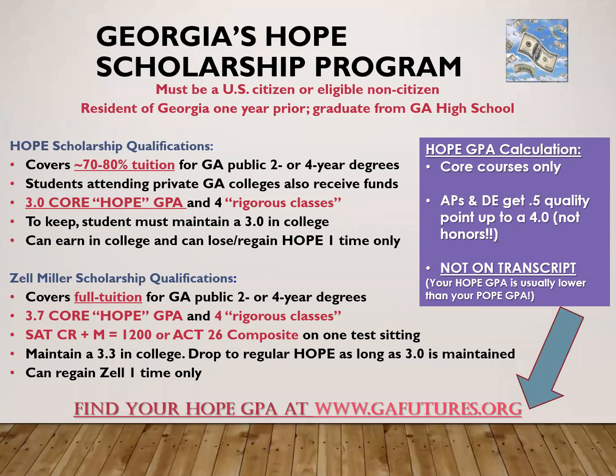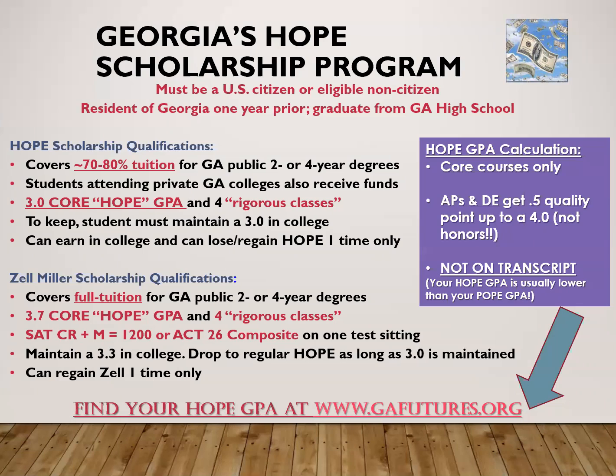So Hope Scholarship, let's just talk about this. Hope currently is paying around 70 to 80% of tuition for students at public colleges in the state of Georgia. If you're looking at private colleges in Georgia, you also get a percentage of that. Nowhere near the tuition amount, but it's usually about the same amount you would get if you were going to a public college. You have to have a 3.0 Hope GPA, and the calculation is over there in the purple box. We've talked about different GPA calculations, and of course that GPA is going to be a different calculation. You can see that there.